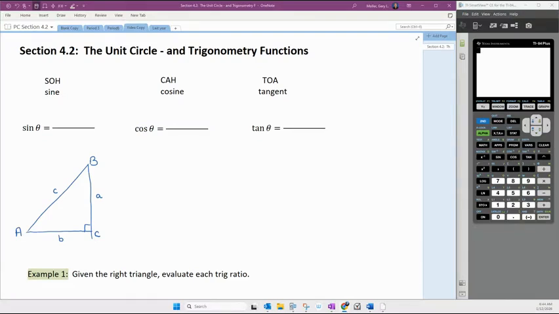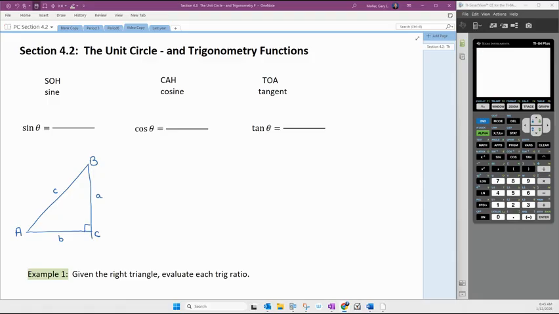In this video, we're going to be talking about section 4.2, which is just going to further explore trigonometry. We're going to revisit the unit circle and review some things from geometry. First of all, you should be familiar with the phrases sine, cosine, and tangent. And so today we're going to review that.